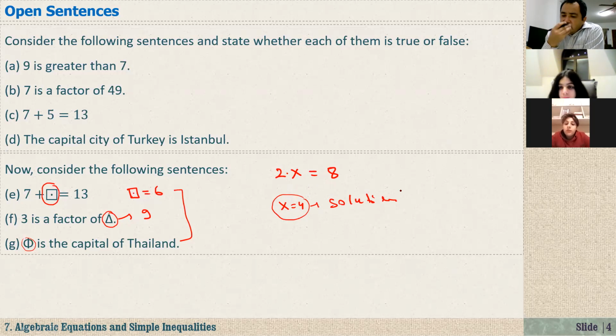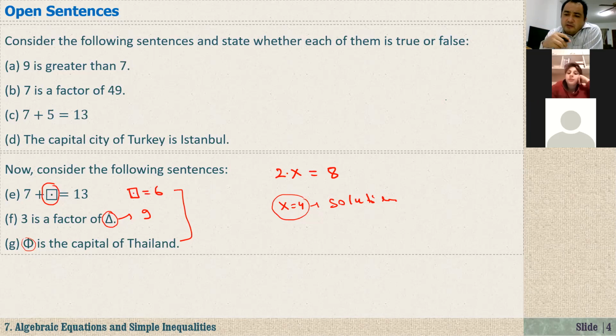So solving an equation, actually, means we are looking for something that makes the statement true, right? That is the meaning of solving an equation. So we have to find such a number. When we substitute and evaluate, it must be a true statement. That is called the solution. Now here, we will actually learn how to find the solution.